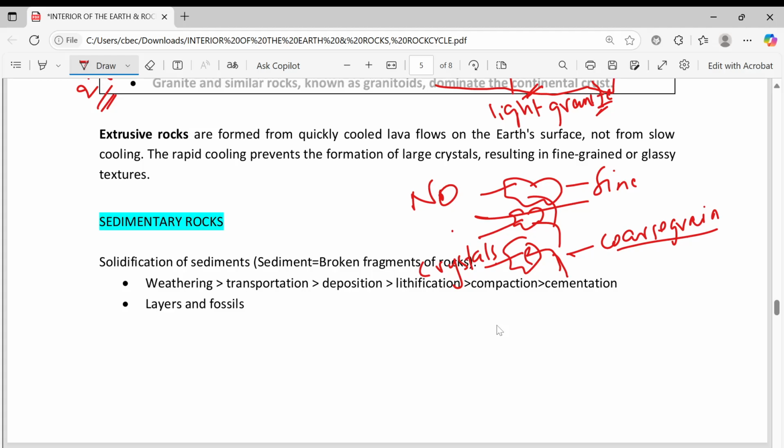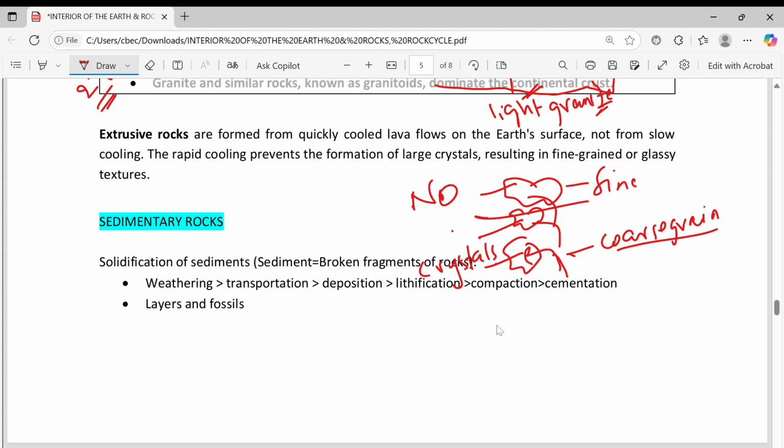So they will ask you, is granite fine grain or coarse grain? Which of the following is a coarse grain rock? Then granite can be the answer. Fine grain, basalt can be the answer. So here I explained further.